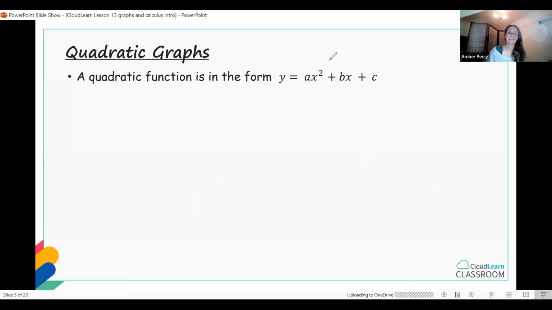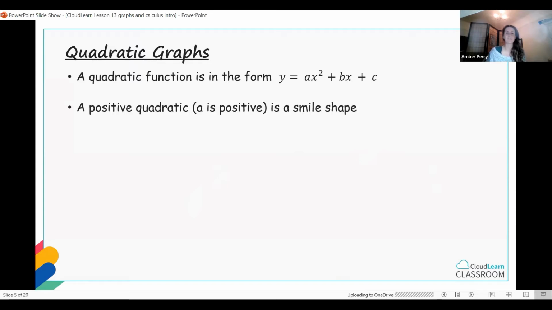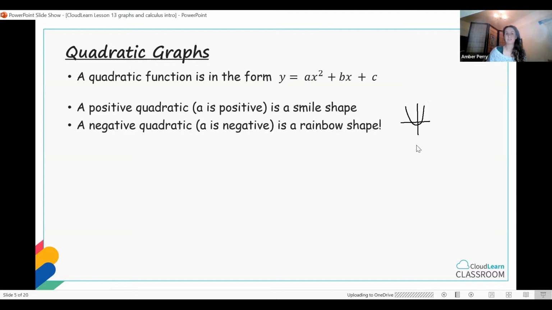Thanks for joining us. Okay, so quadratic functions in that form there. We've just seen what they look like. A positive quadratic is a smile shape. I always think of the positive ones as smiling because they're positive. Positive means that the A is positive. So basically, if the number in front of x squared, the coefficient of x squared, is positive, then it's always going to be a graph that goes that way around, the smile shape. And a negative quadratic, so if A is negative, it's going to be a rainbow shape.